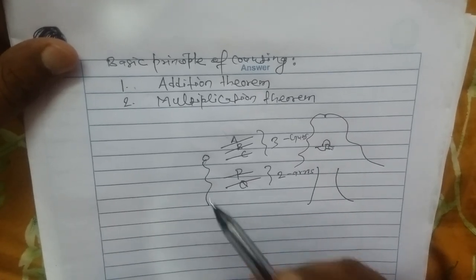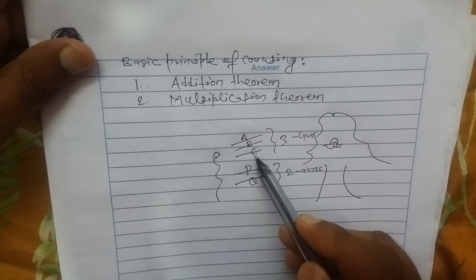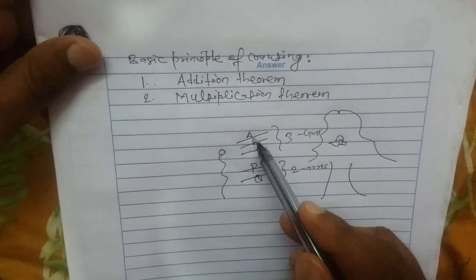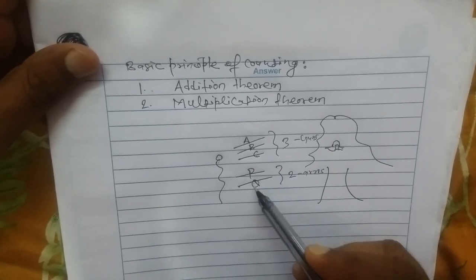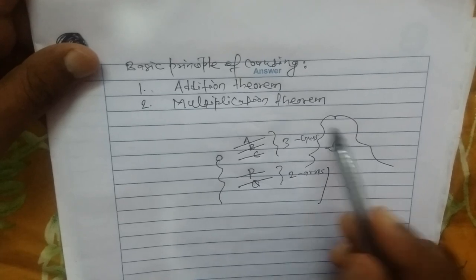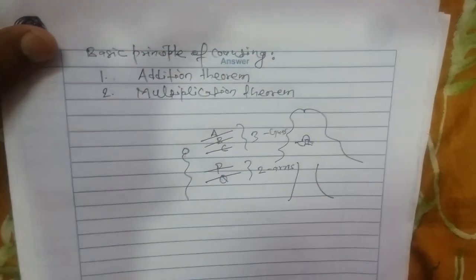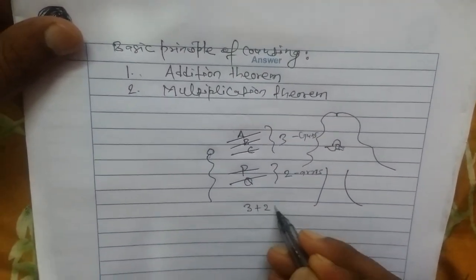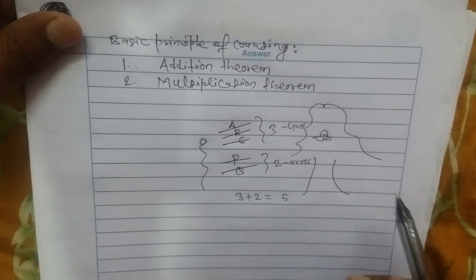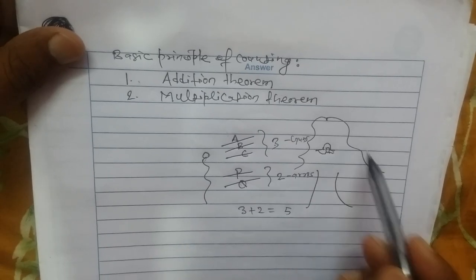Of course you can say that this hunter can kill the bird by gun A, by gun B, by gun C, by arrow P, by arrow Q, by any of them. So this work can be done by 1, 2, 3, 4, and 5 ways. This work can be done by 5 ways. 5 ways means 3 plus 2 equal to 5 ways. So to get the answer here, we have added the options. 3 plus 2 equal to 5, this work can be done by 5 ways.